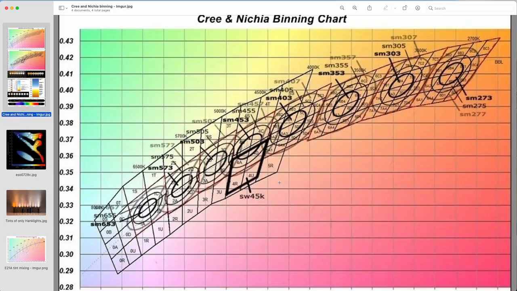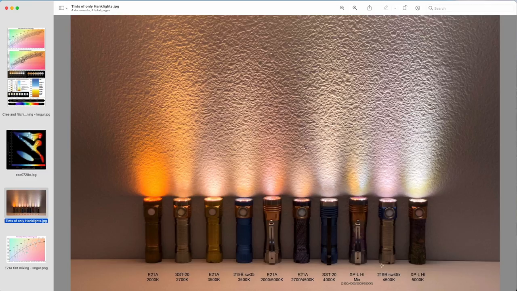And what we're trying to explain is that any of the 219B SW45K emitters should kind of sit in this range. This is clearly below the black body locus line, so all of these emitters are going to look kind of pinkish, kind of rosy. So let's take a look at our real world example again. And here is the 219B SW45K, and you can see it's clearly pinkish.